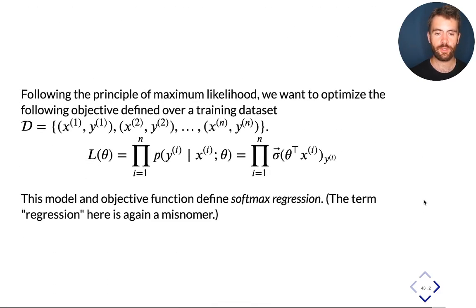And again, we can apply the principle of maximum likelihood to obtain a training objective, which looks as follows. Again, this is simply the probability of the training set under our model. And now by optimizing for this set of parameters theta, we have an algorithm called Softmax Regression. And again, we can perform this optimization using gradient descent. This is how it's typically done. And as in logistic regression, the term regression here is a misnomer. This is actually a classification algorithm.